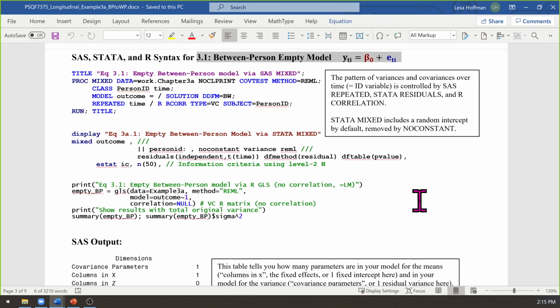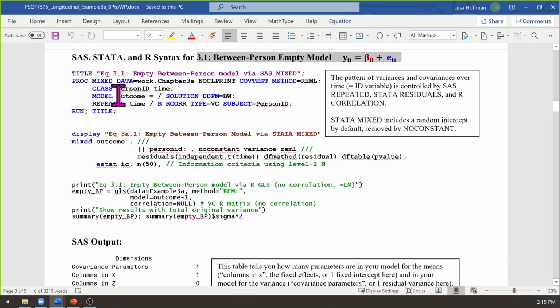So I'll show you what happens then in terms of how you specify the code to change that and what happens in terms of the parameters that are estimated as you add things to the model for the variance as well as the model for the means. So fixed effects of predictors go in the model for the means. Piles of variance, random intercepts, and residuals go into the model for the variance.